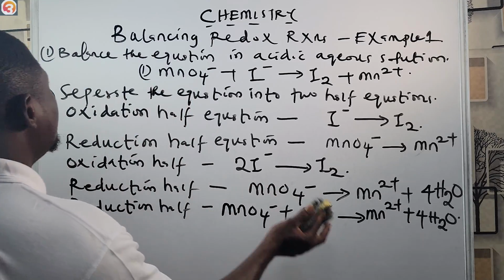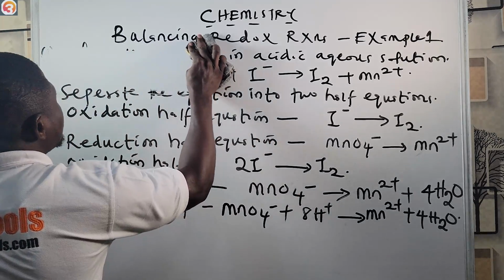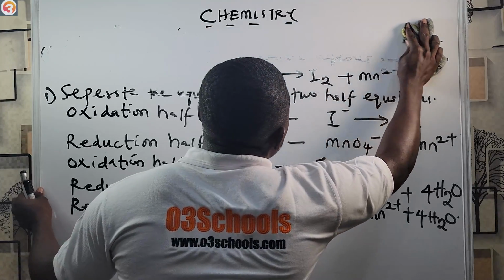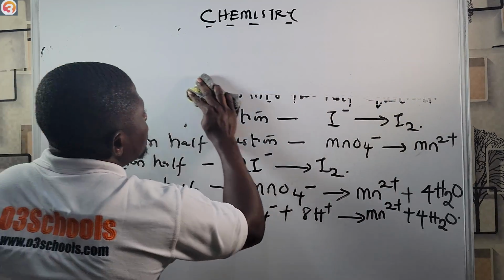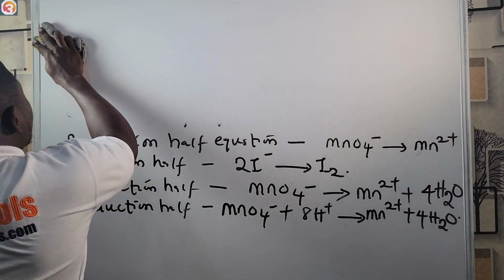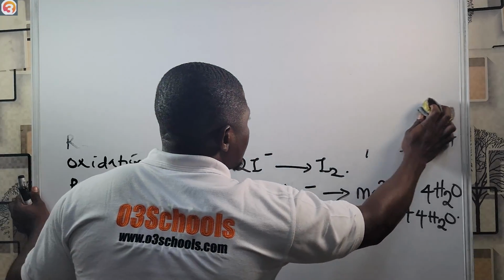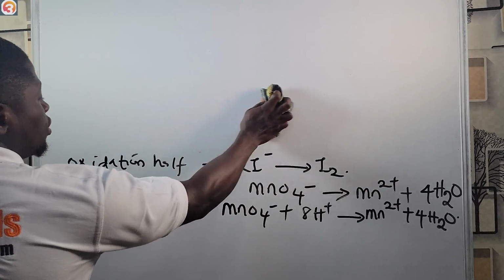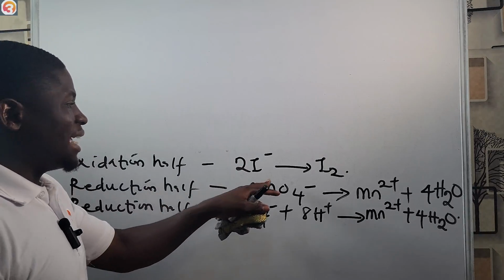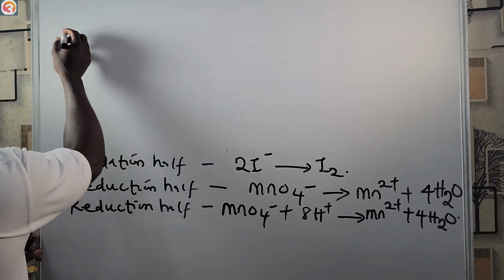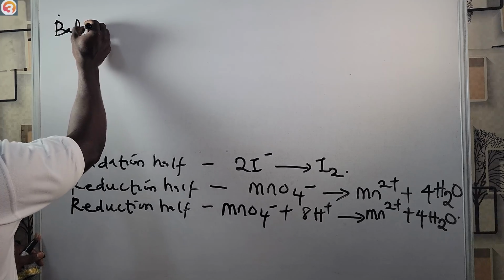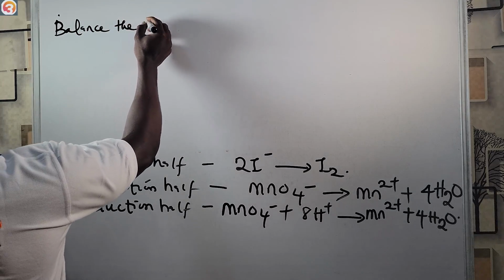Okay, so because of the space of the board, I'm cleaning this part. I'm cleaning even the topic. All right, so let's have more space. Okay, so now this is the reduction half. We want to balance the electrons. So we are balancing electrons now.